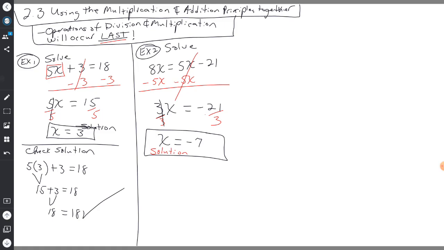And now you're familiar with checking, so at this point, you know how to check by taking that negative 7 and substituting it back into the original equation.